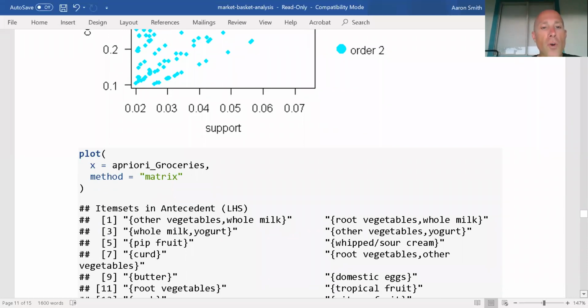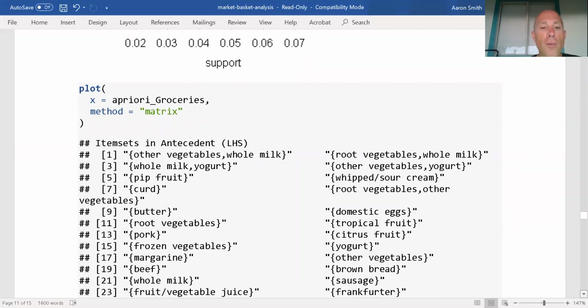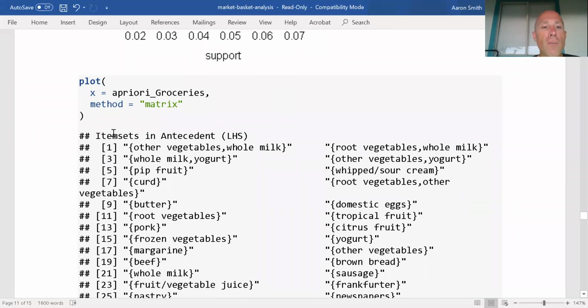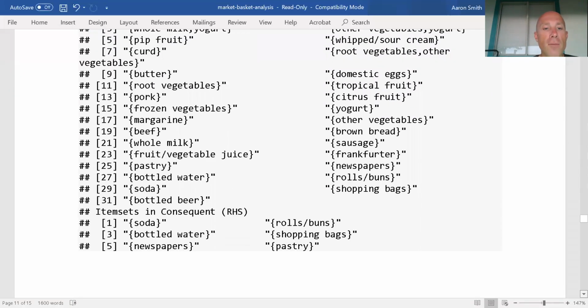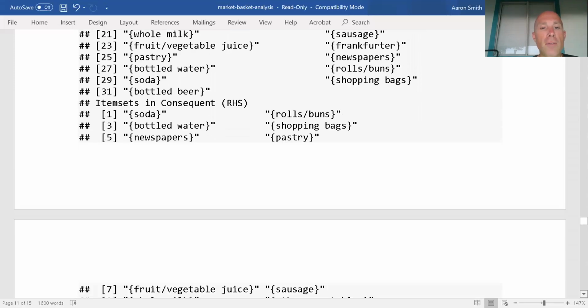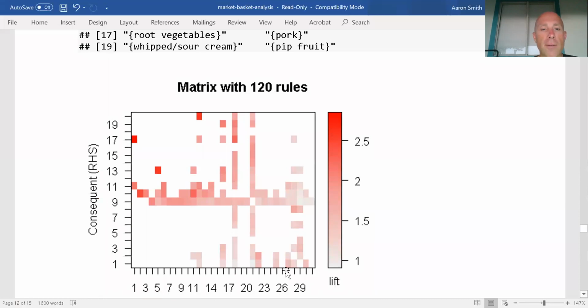All right, we can also use the matrix method to print out or to plot some rules. When you do this, it gives some output by default. So we can see what's the antecedent, the left-hand side, and what's the consequent, the right-hand side. And these numbers correspond to the numbers up here in the output. This way we can try and find where we have better lift.